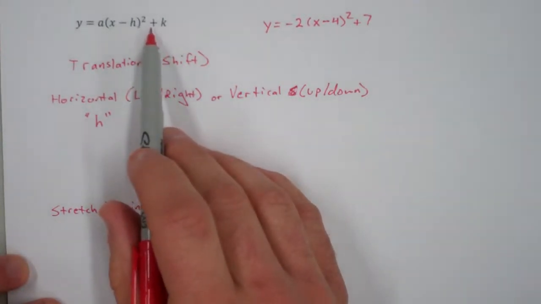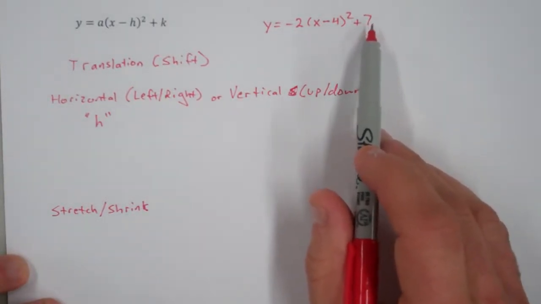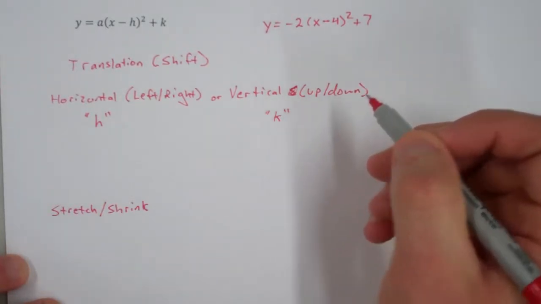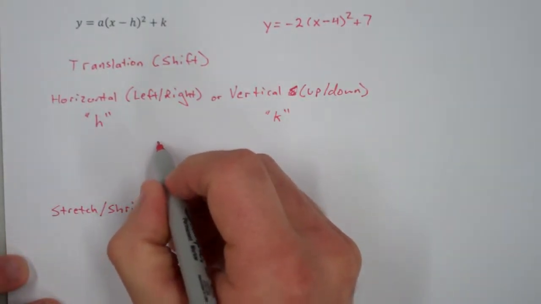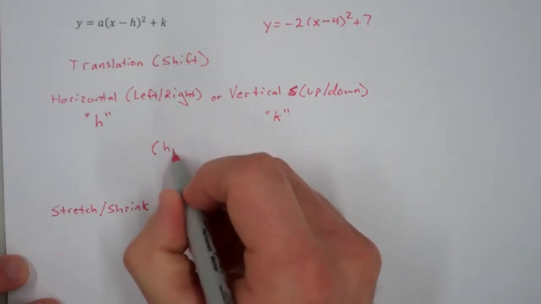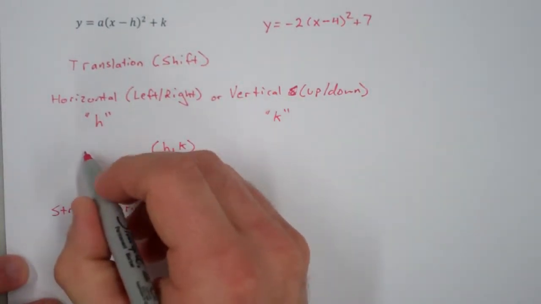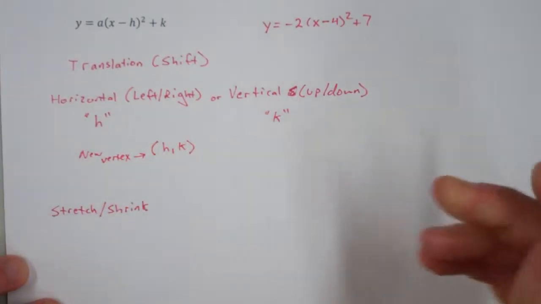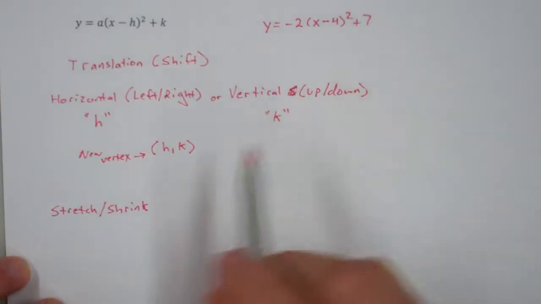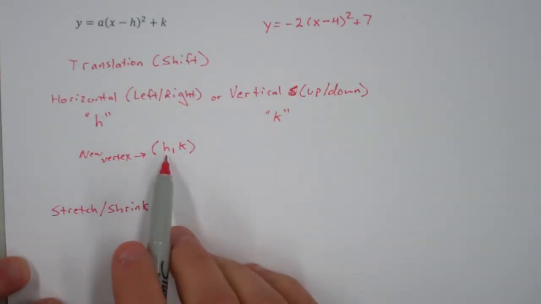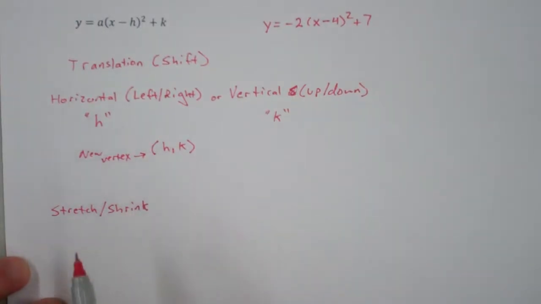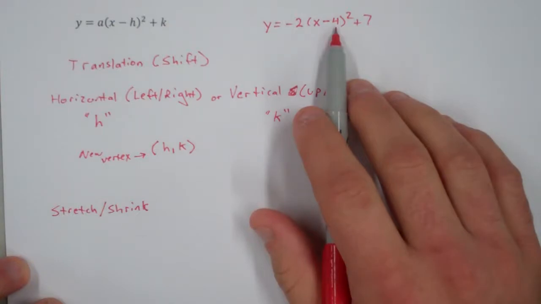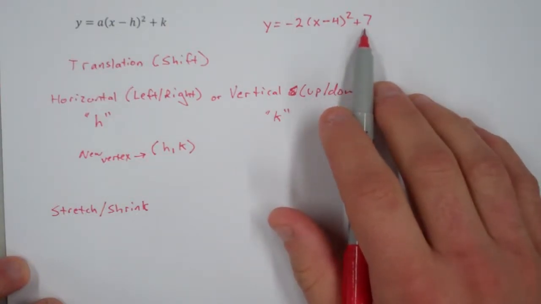K is a little different. It's plus k, so k in this case would be 7. So the vertical shift is k. If you have a vertex, then the new vertex is going to be (h, k). Some graphs have that, some graphs don't. Every point will be shifted in the direction left-right for h, and then up and down for k. In this case, all the points will be shifted right 4 and up 7.